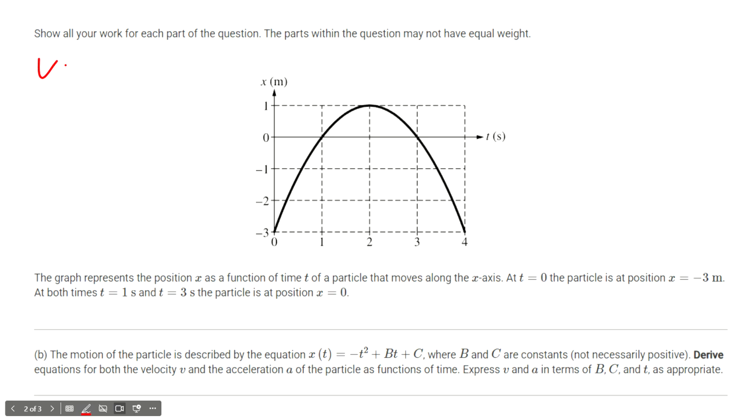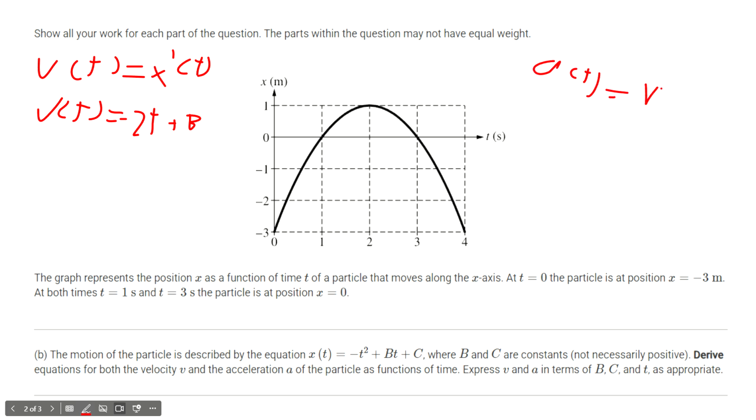So remember, v of t is equal to x prime of t, the first derivative of position, which means that it is equal to -2t plus b. Remember, we just use the power rule for this. And because a of t is equal to v prime of t, a of t is just going to be equal to -2.